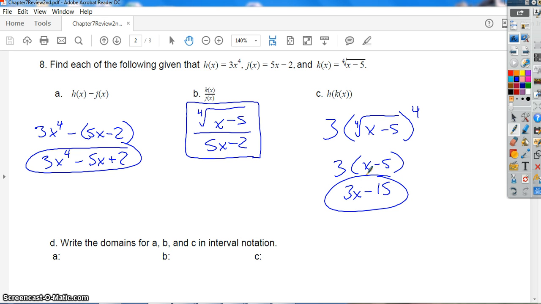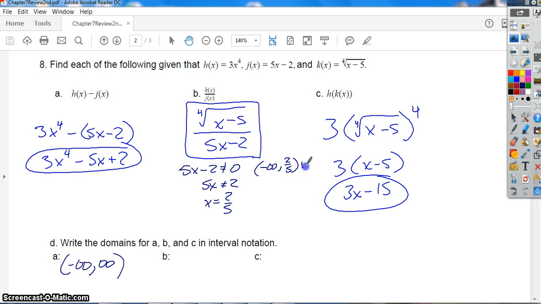Okay, domains. In the domain of h, all real numbers will work. There's no division, no square roots. However, when you look at this one, you can't divide by 0. So you would think 5x minus 2 is not going to equal 0. You would get 2/5. So right now you would say everything works, but 2/5. But wait, in the numerator you have an even root, which means x minus 5 has to be greater than or equal to 0, which means x has to be greater than or equal to 5.